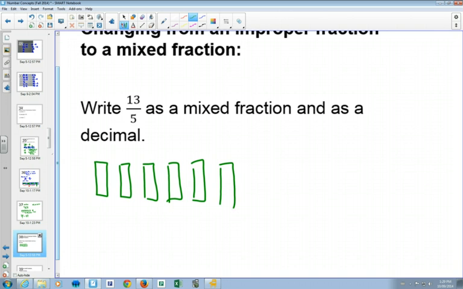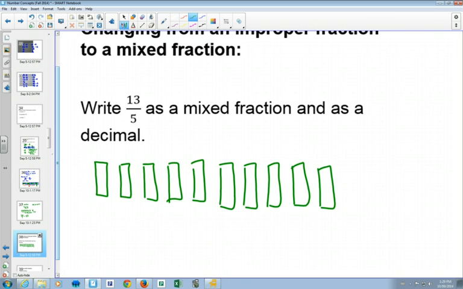Wow, I should have chosen a smaller number. How many do I got? 1, 2, 3, 4, 5, 6, 7, 8, 9, 10, 11, 12, 13.